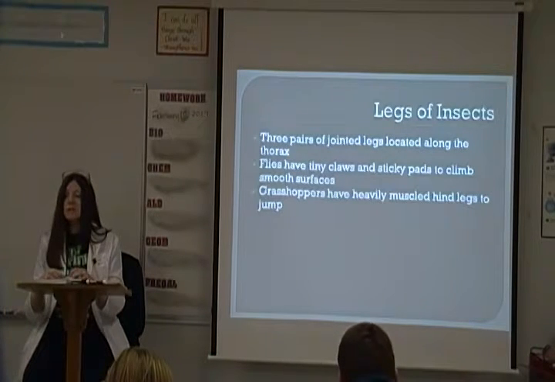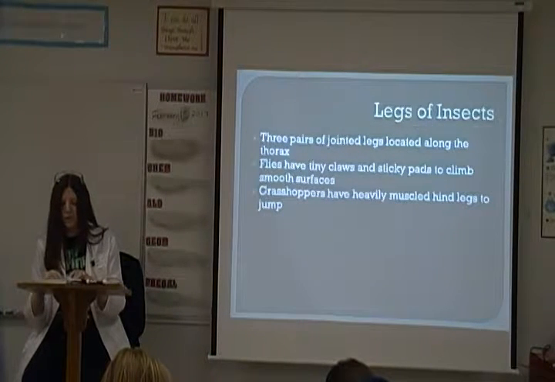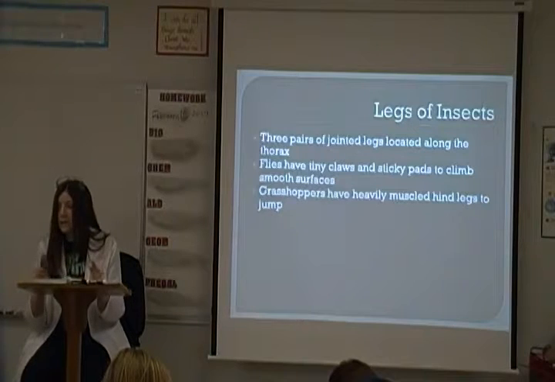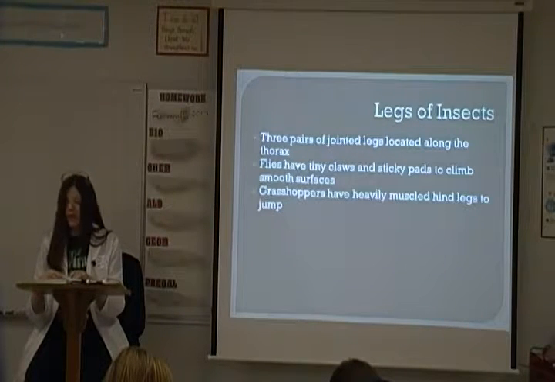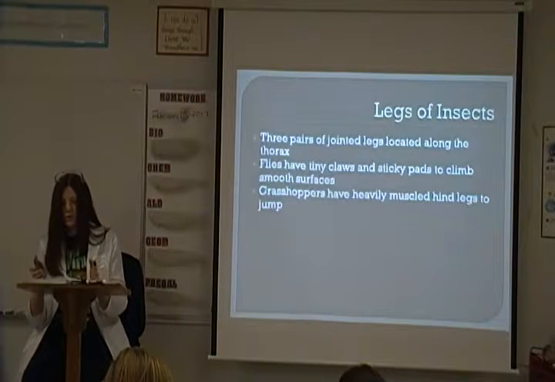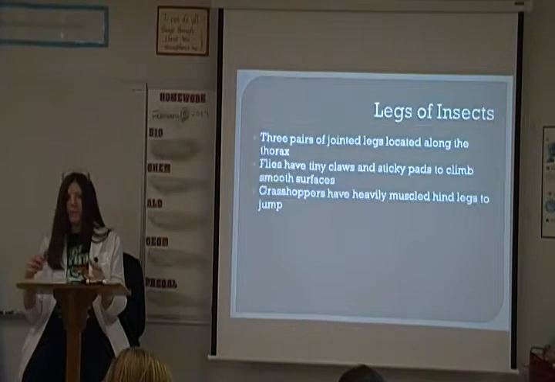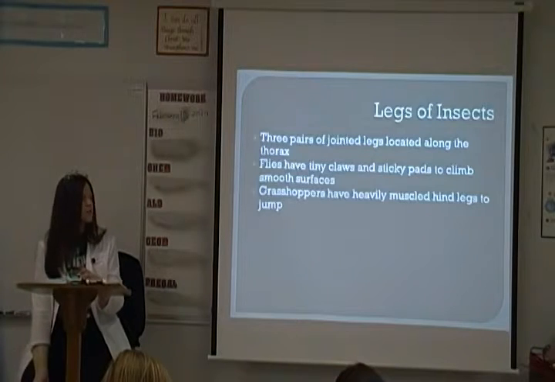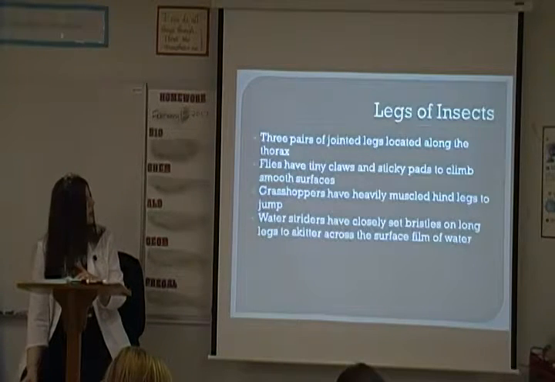Grasshoppers have heavily muscled hind legs because they are jumpers. They do have wings, but they typically jump rather than fly. So that's another example. This is just to show you the different examples of legs that are found. There's no specific names for them.